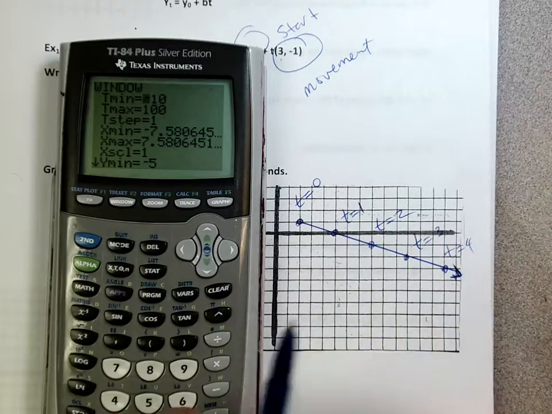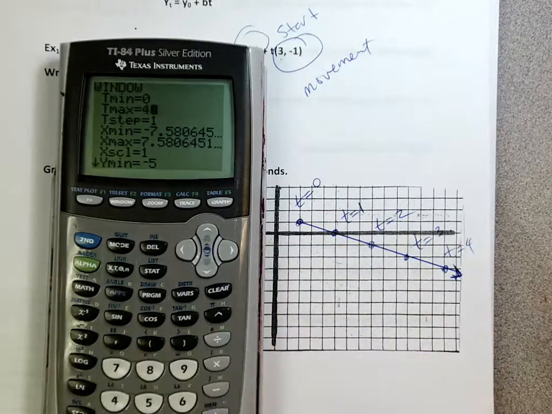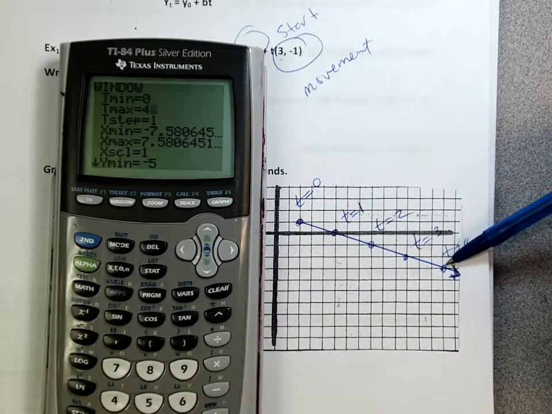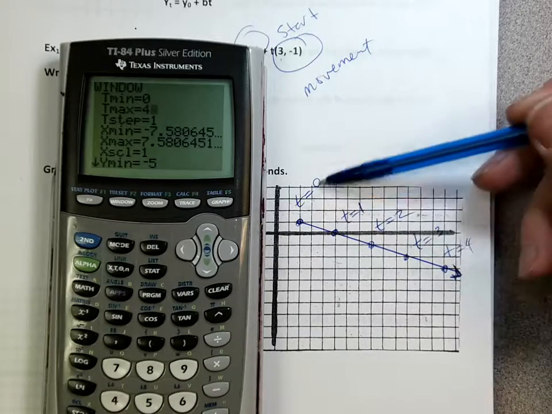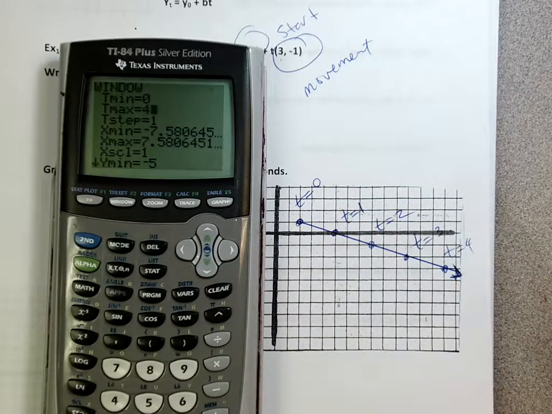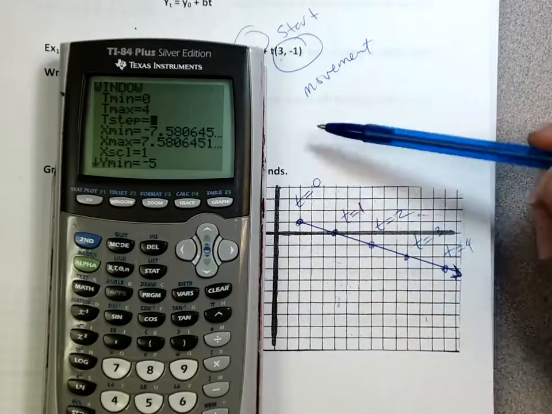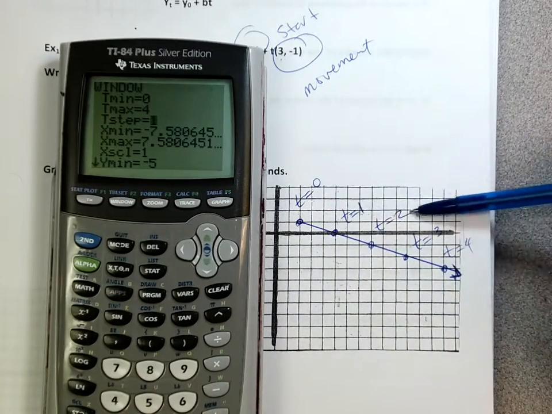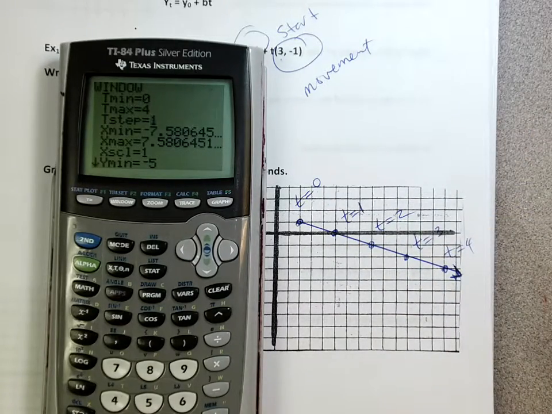So if we just go 0 to 4, we'll see this part of the graph, okay? For time, we just went 0 to 4 seconds. Steps, I went by 1. I went by 0, 1, 2, 3. If we want to increase our accuracy, we can go by 0.1s, which I'll show you, okay?